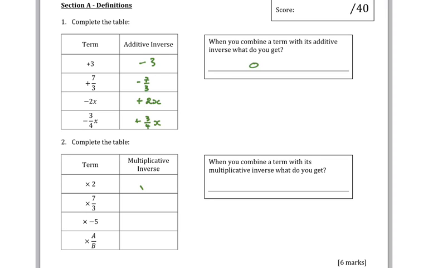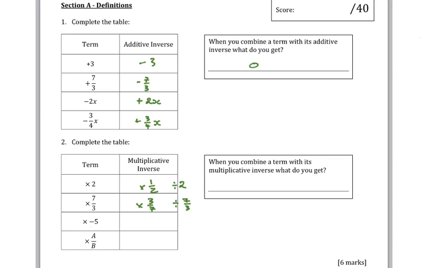Multiplicative inverses make 1. So what times 2 makes 1? Well, timesing by a half makes 1. What do we need to times by 7/3 to make 1? Well, we need to times that by 3/7. Also, you could have written the division equivalents here, so timesing by half is the same as dividing by 2. So that also, in some sense, is the multiplicative inverse, but I prefer the multiplication as the answer. Similarly, timesing by 3/7 is the same as dividing by 7/3.